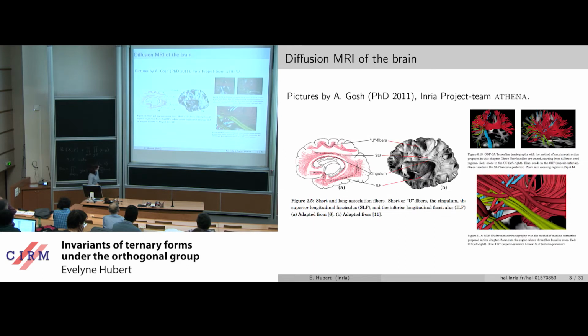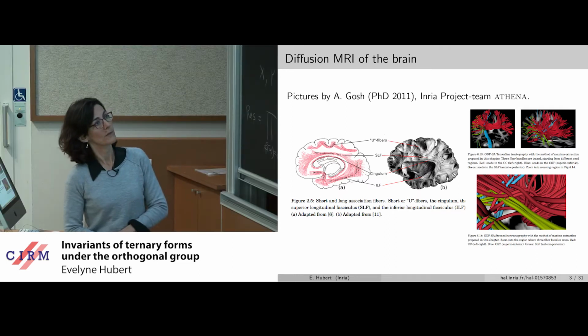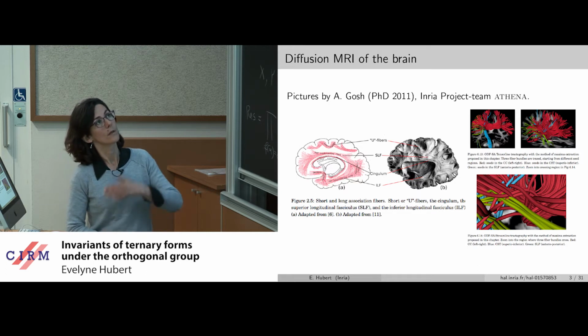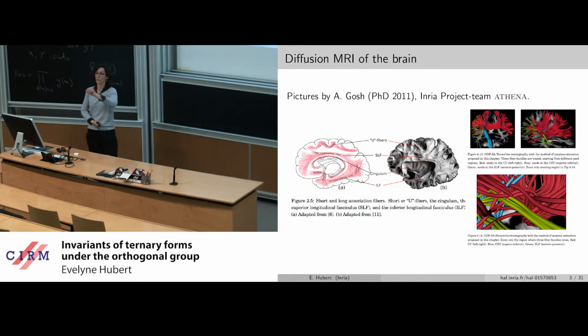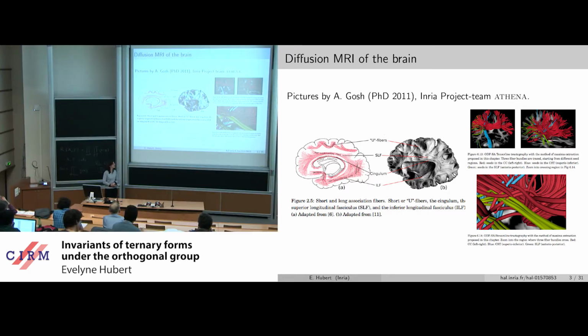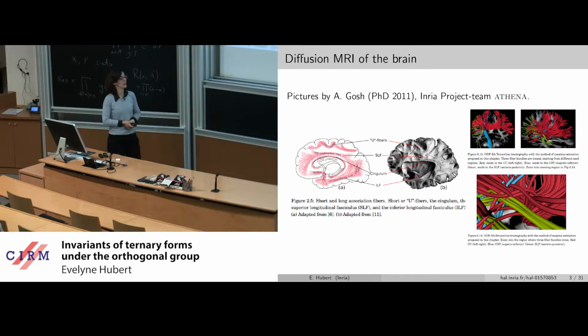So this team, which is headed by Rachid Deriche, they look at different problems, and one of them is to map the white matter in the brain. So those are fibers that go from one gray area to another gray area. They do that with diffusion MRI. Diffusion MRI can measure the diffusion of water in these fibers, and from that they can try to track those fibers and draw them.